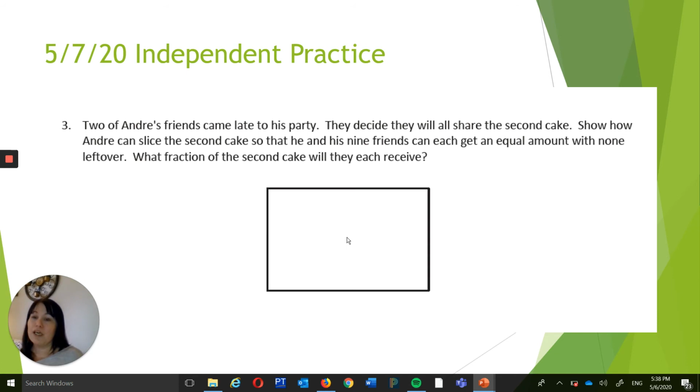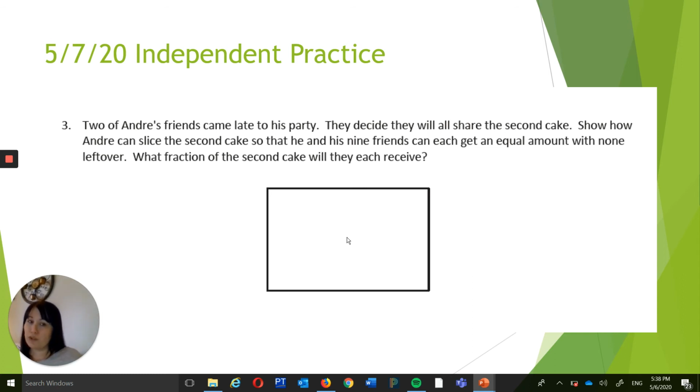Problem 3. 2 of Andre's friends came late to his party. They decide they will all share the second cake. Show how Andre can slice the second cake, so that he and his 9 friends can each get an equal amount with none left over. What fraction of the second cake will they each receive?